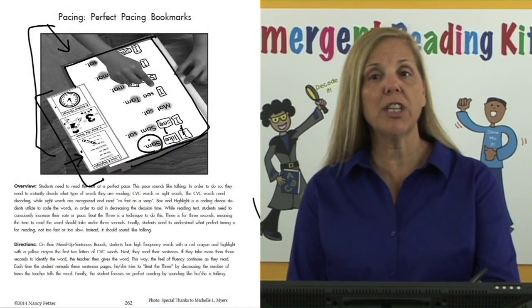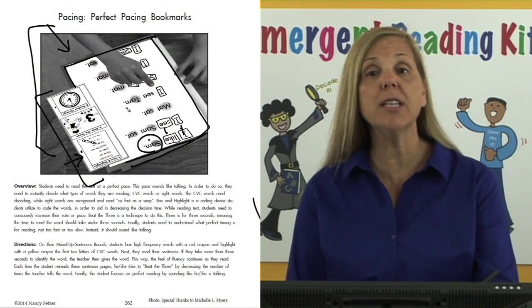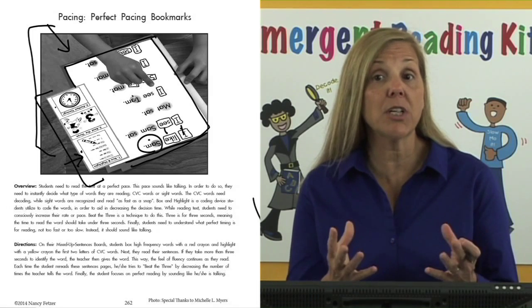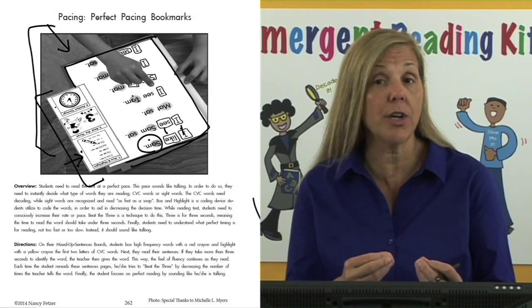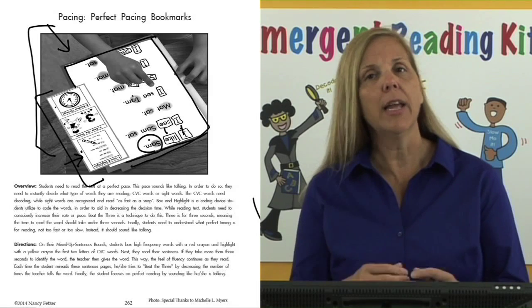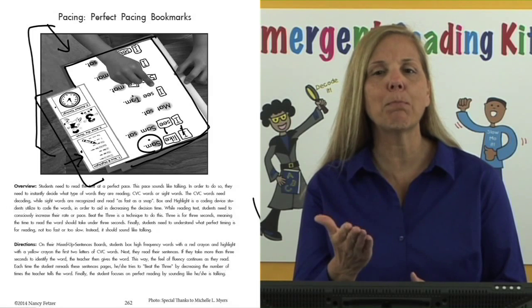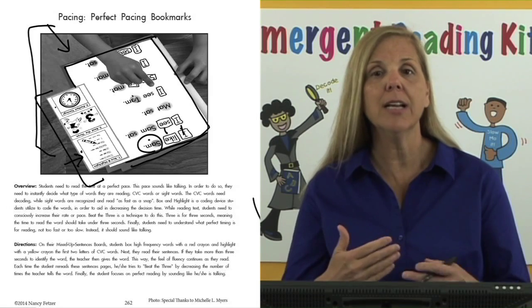Now, when students go to these pages, they're going to reread the sentences, trying to beat the 3 by decreasing the number of times the teacher needs to say a word if they go over the 3 seconds. And also, when students are reading these sentences, they need to have that perfect reading speed so that they sound like they're talking.